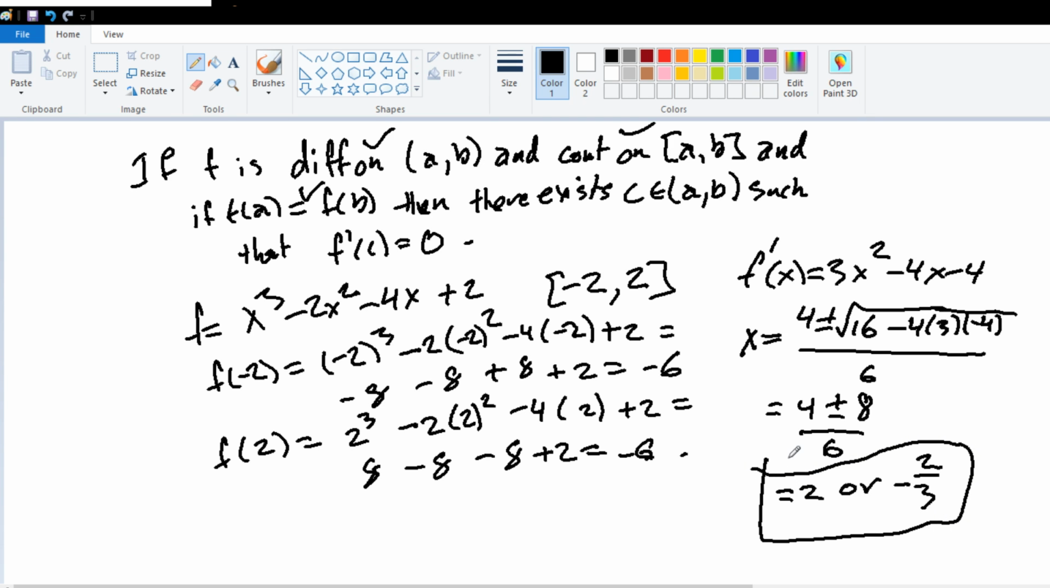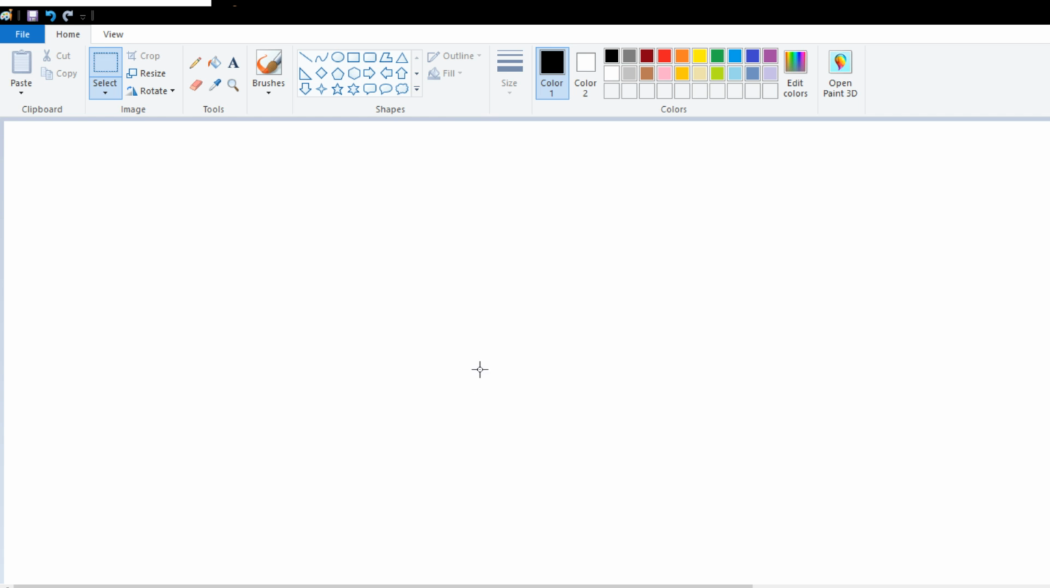Okay, so which of these satisfy the conclusion? Well, the conclusion is that there's a c in the open interval, so not including the endpoints. 2 is an endpoint, so it doesn't count actually. This is the only one that counts, because that is in the interval. Okay, so that was a fun question.